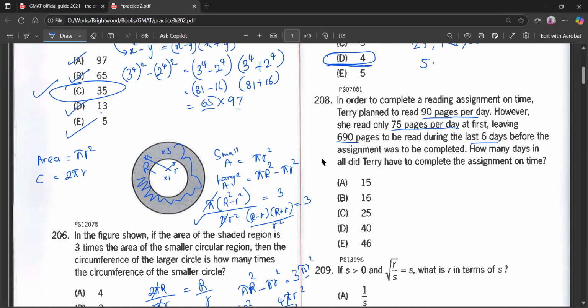How many? Each day she read only 75. Altogether, they are having what? 690 pages to be read during the last 6 days before the assignment was completed. How many days in all did Terry have to complete the assignment on time? How many days should be there? How to calculate that one?